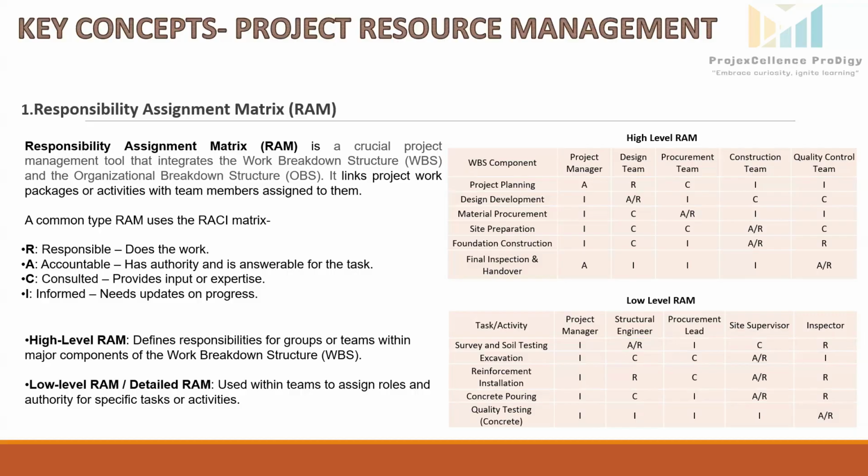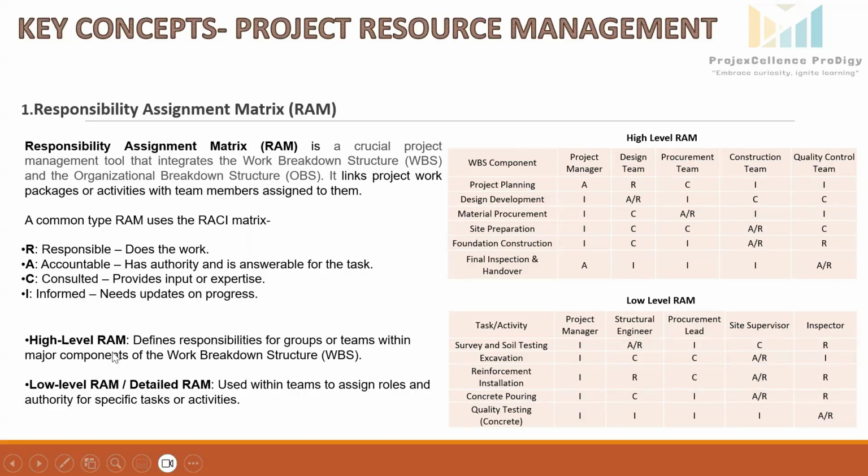C means consulted, people who provide input, expertise, or approval before work is completed. The architect is consulted during design and construction to ensure the house aligns with the approved blueprint. I is informed, people who need updates on progress but do not directly contribute to the work, like the homeowner is informed about project milestones and major decisions such as material choices and any timeline changes.